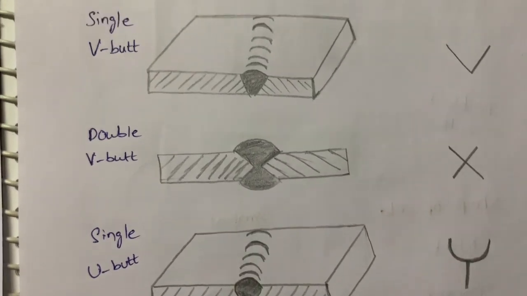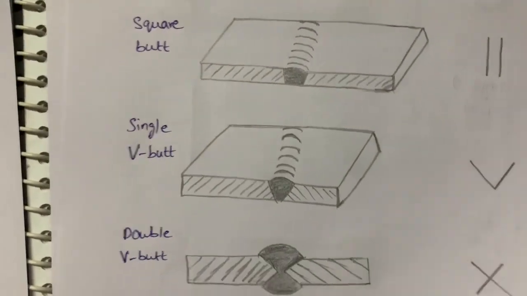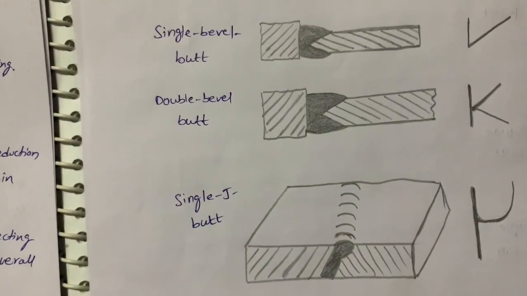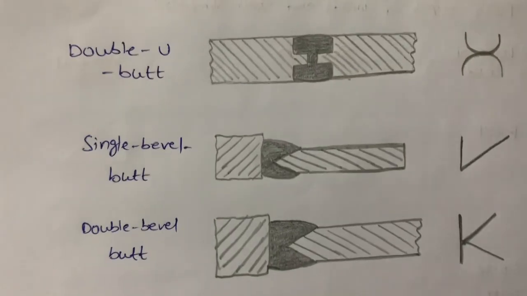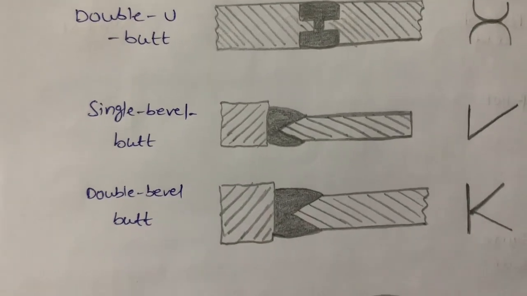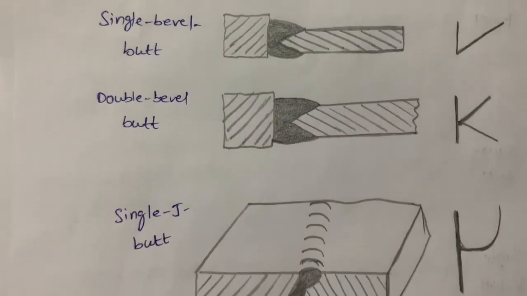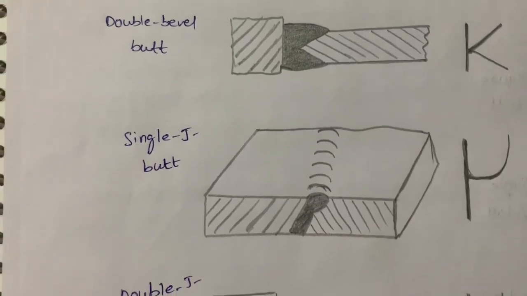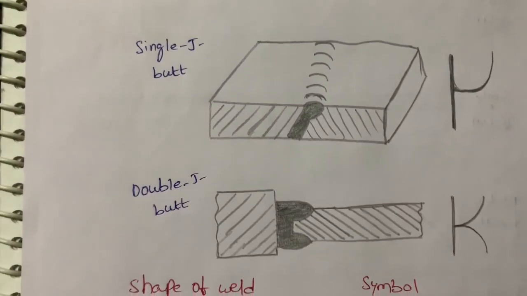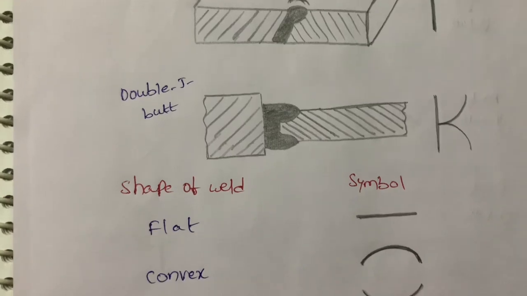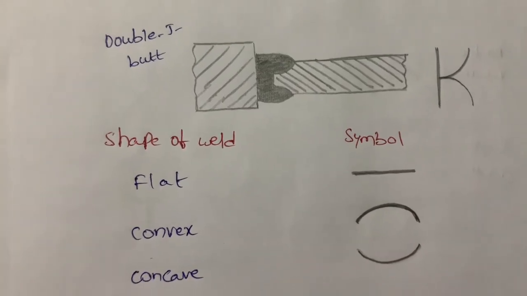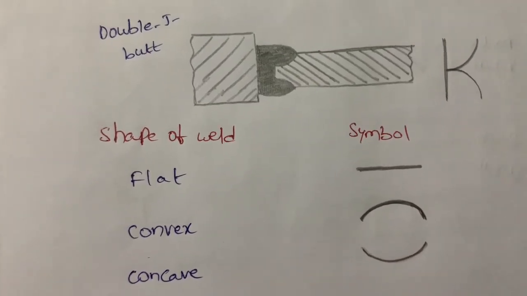So these are the basic types of welds, and a few more are double U butt and single bevel butt. So these are the basic types of welds. Then the shape of the weld can be flat, convex or concave, and these are the symbols.